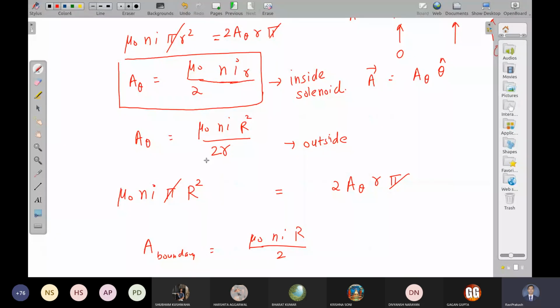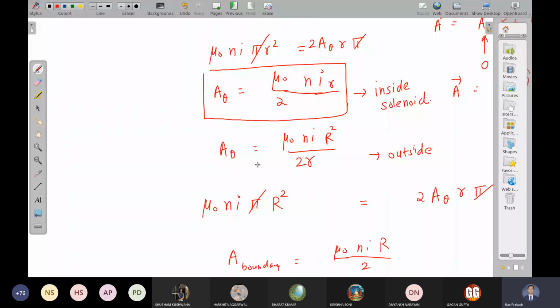Here also you can see it is like the electric potential. If you have some charge here, what is the potential at some distance r? V is proportional to 1 by r. The same thing is happening with the vector potential. It is 1 by r as you go outside. Obviously, it is not 1 by r inside.